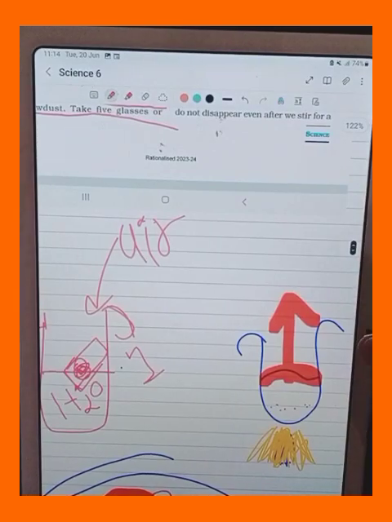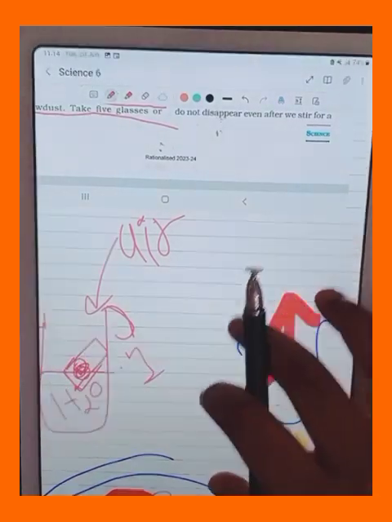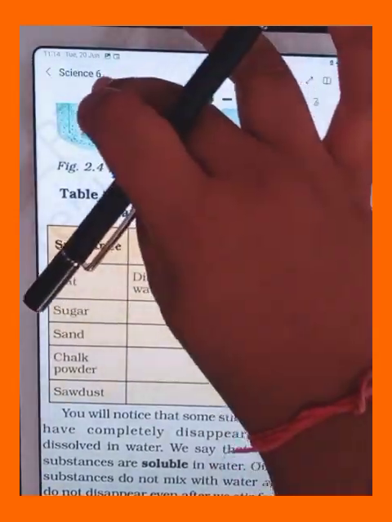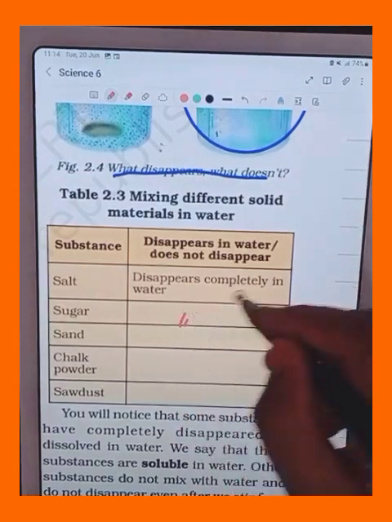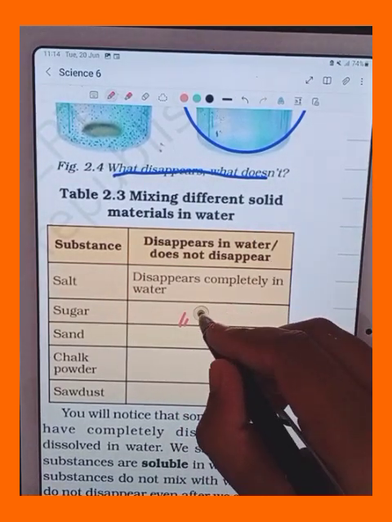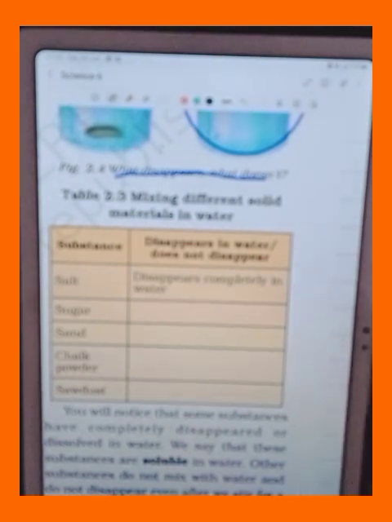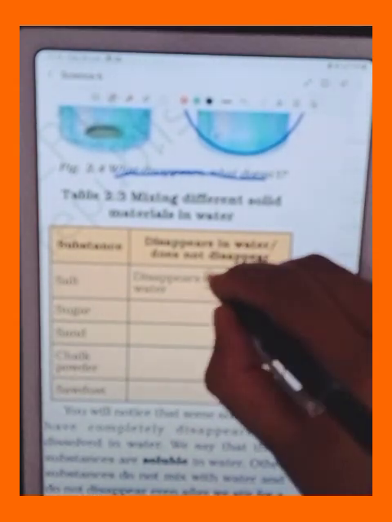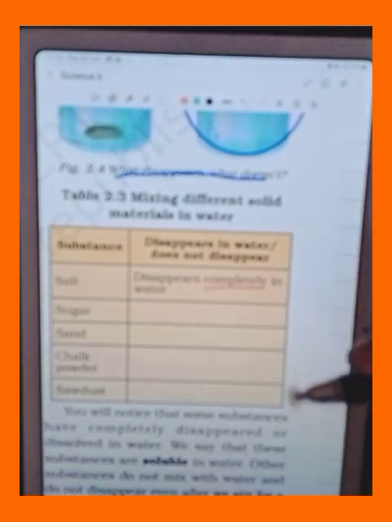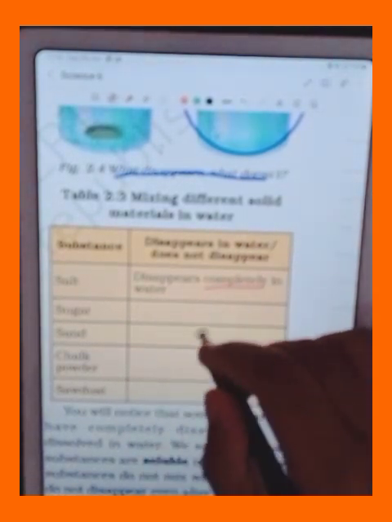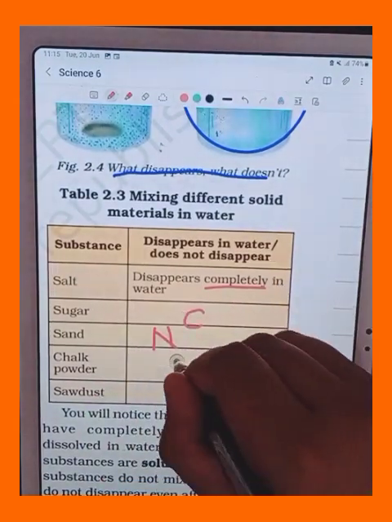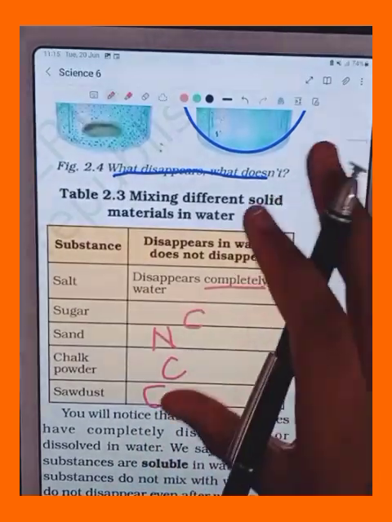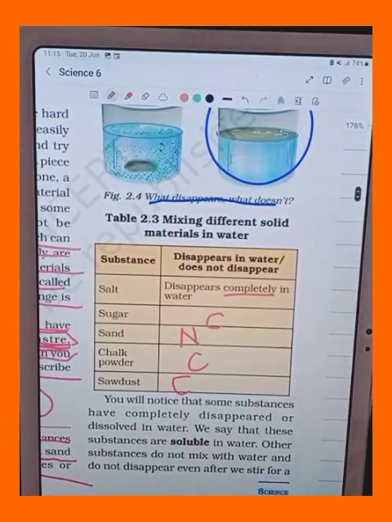This is the same condition in salt also. Salt disappears completely in water. I will put a C for substances that disappear completely, and an N for those that do not disappear completely. Sugar would completely disappear. Sand, no, I will put N. Chalk powder, N. Sawdust, N. So only sand is the odd one.